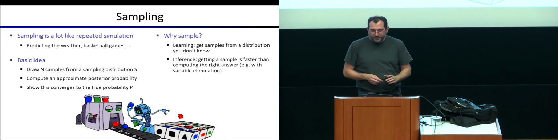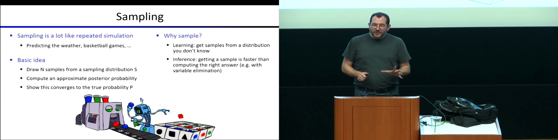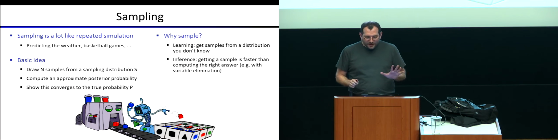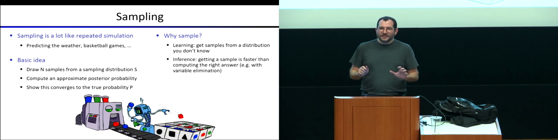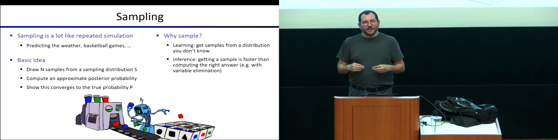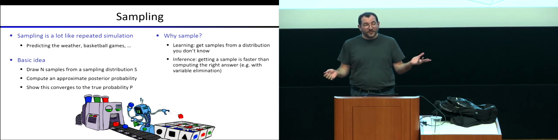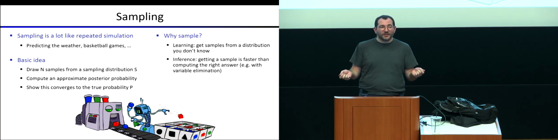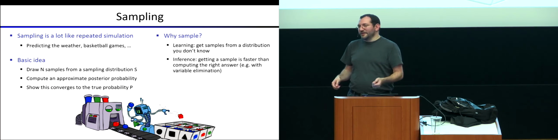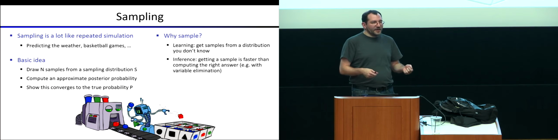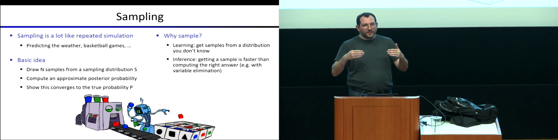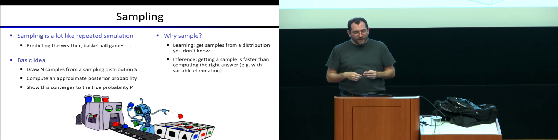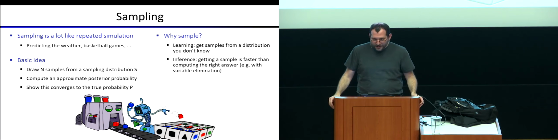So what is sampling? There's actually two entirely different reasons you might sample. Sampling is a lot like doing repeated simulation. In fact, we've already done some sampling in this class. We did sampling when we did reinforcement learning, where we were like, hey, what's the value of this state? Or what does this action do? And so we'd try it, and then we tried again, and again, and again. And if we tried it enough times, those probabilities would start to converge to the right values. That use of sampling is learning.